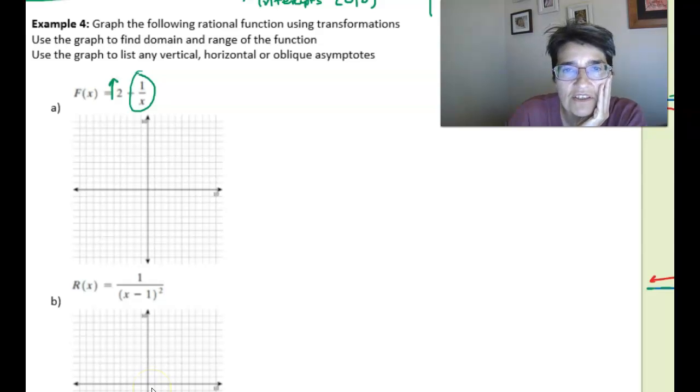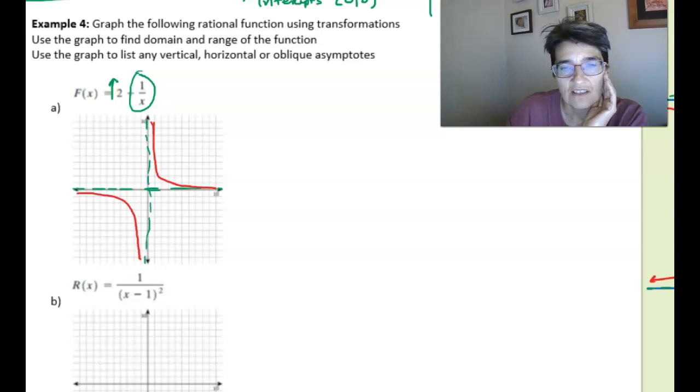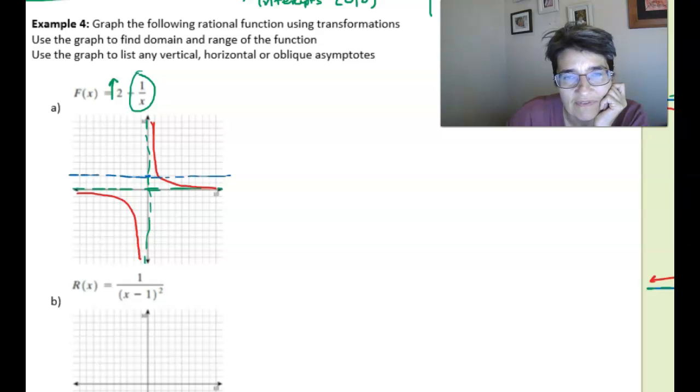Right, so let's graph the original one. The original one looks like this, and like this, and it has a horizontal asymptote at y is 0 and a vertical asymptote at x equals 0. So if I'm shifting everything up 2 units, you want to shift the asymptote first. The horizontal asymptote is going to shift up 2 units too. So you have this. And the vertical asymptote stays the way it is because there's no horizontal shift.